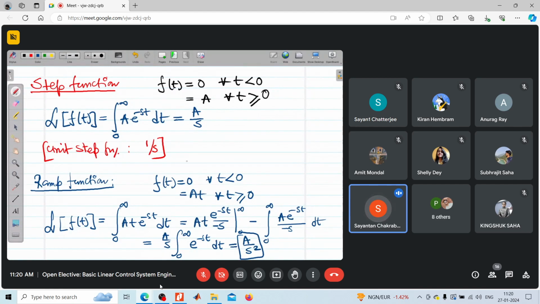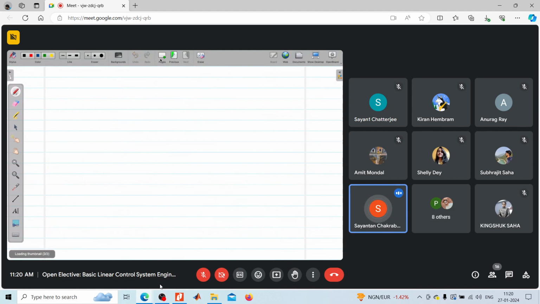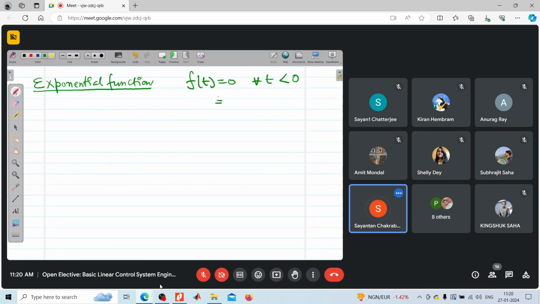Now another important function that we normally encounter is, say, an exponential function. Suppose we have an exponential function like f(t) equal to 0 for all t less than 0, and equal to a e to the power minus alpha t for all t greater than or equal to 0.